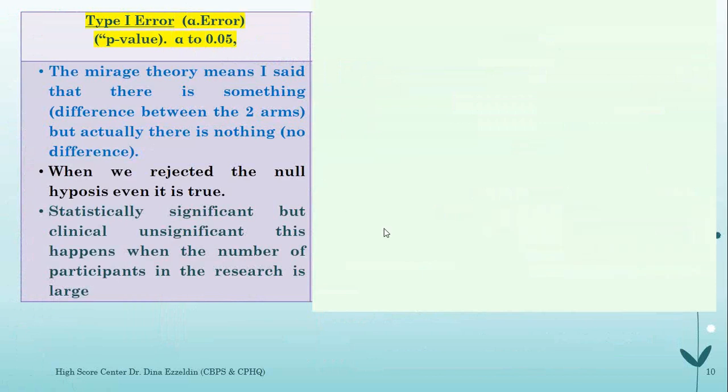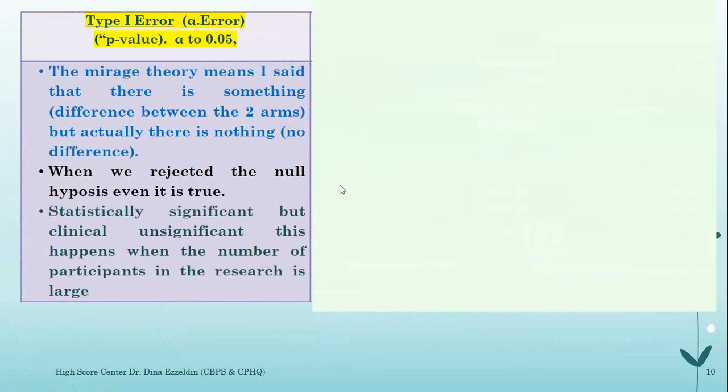Mirage theory means I said that there is something, but actually there is nothing. So we said that there is a difference between the two arms, and actually there is no difference. Like if we are in a desert and we imagine in front of us at a distance that there is water, but actually there is no water. So it's the mirage theory. So it's type 1 error. We said there is a difference between the two arms, but actually there is no difference between the two arms.